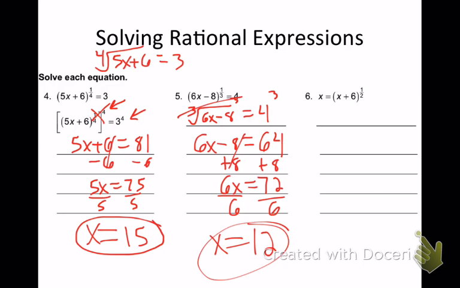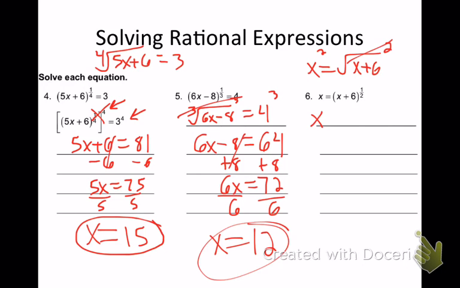And the last one, number 6 here. What's the same thing as a 1/2 power? Square root. So really this is x equals the square root of x plus 6. What's the opposite of a square root? Square. So again, what's opposite of a square root? Squaring. So I square.